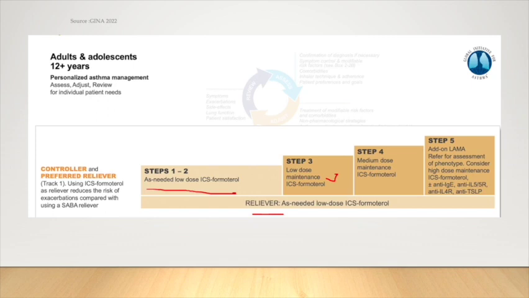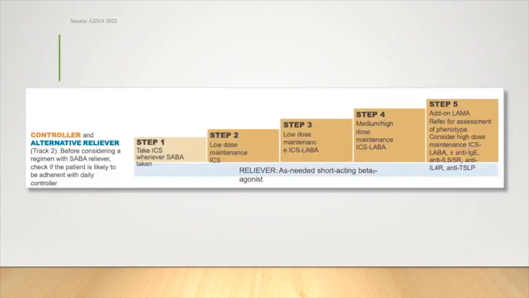Step 4, medium dose maintenance ICS formoterol, and step 5 as we discussed. In the alternative strategy, track 2, before considering, make sure he still takes his daily controller. Here, step 1, take ICS whenever you are taking SABA. So if you're using SABA SOS, please do not forget to take your controller. For reliever, then you can add as needed SABA.